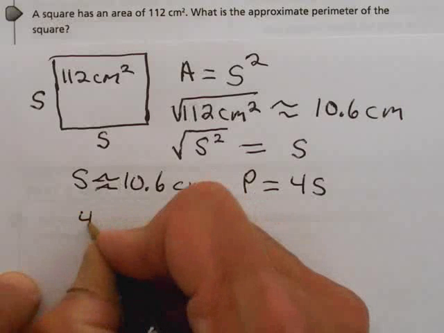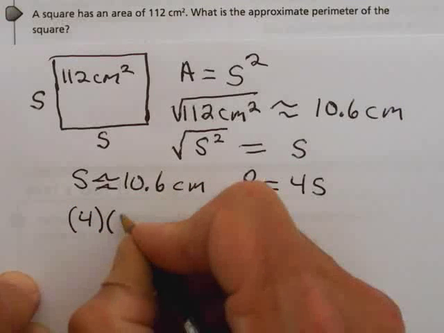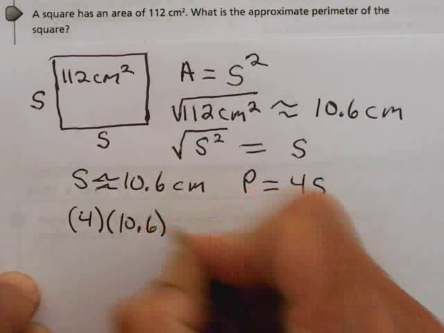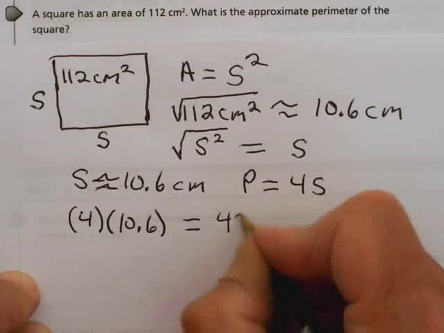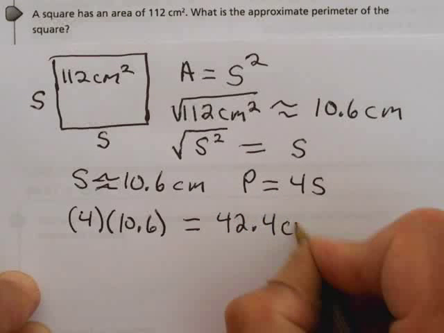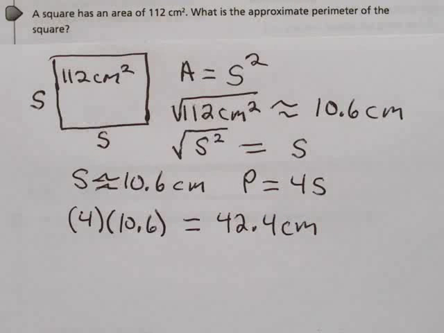And let's see, 4 multiplied by 10.6 would equal, if I'm not mistaken, 42.4 centimeters. So the perimeter of this square is 42.4 centimeters, approximately.